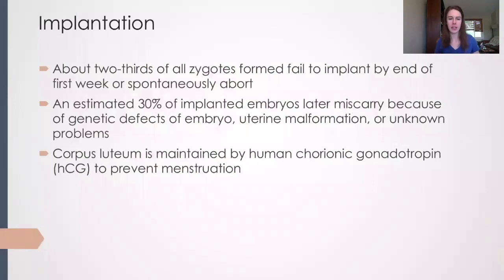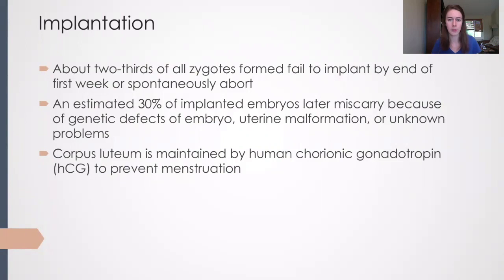So implantation, this whole process, 2/3 of zygotes will never get there. So 2/3 of zygotes are going to spontaneously abort by the end of the first week because they fail to implant. After that happens, another 30% that implanted are going to spontaneously abort, typically due to some genetic defect, but it can also be because we are not producing enough hormones of one type or the other, or the uterine lining was not fully developed to support that incoming zygote blastocyst.